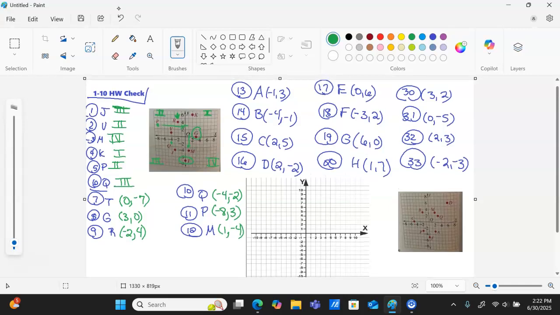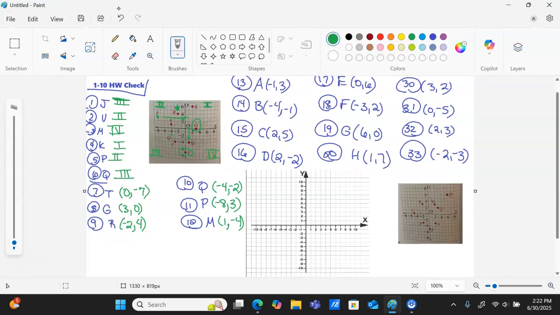So again, the first coordinate tells you the left, right. The second coordinate tells you the up or down. So in 13 through 20, you were having to graph them on a Cartesian plane. So we have -1, +3. So -1 tells me left 1, and then +3 tells me up 3. So it's going to be right there. And that's going to be my point A. And then number 14, -4, so left 4, -1, down 1.